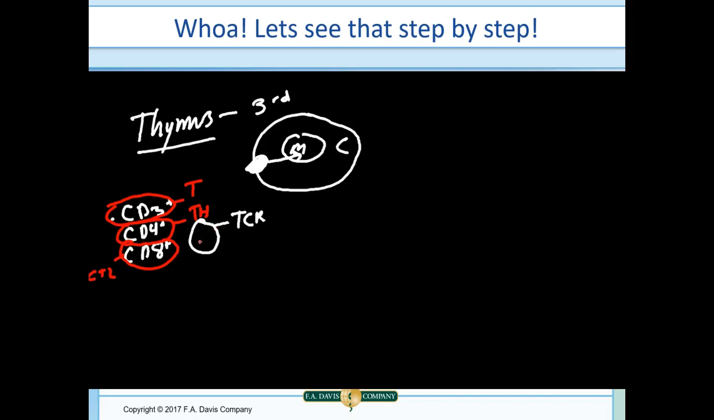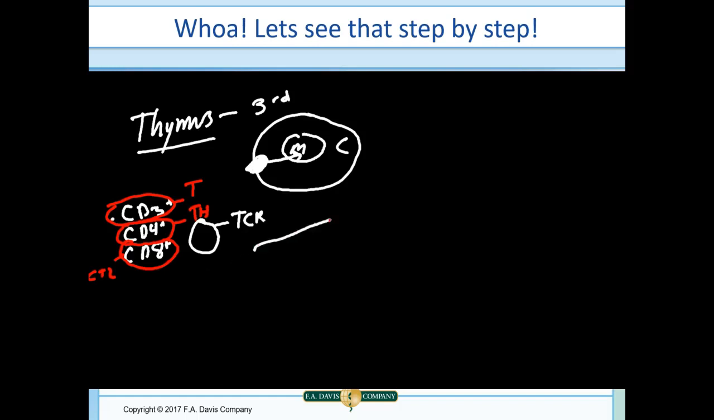So why does this one have all three? It's because it can become a T helper cell. It can become a cytotoxic T lymphocyte. So you want all the markers there because it can become these subtypes. So you'd expect that this, and the T cell receptors, could also be found on all of the T cells.